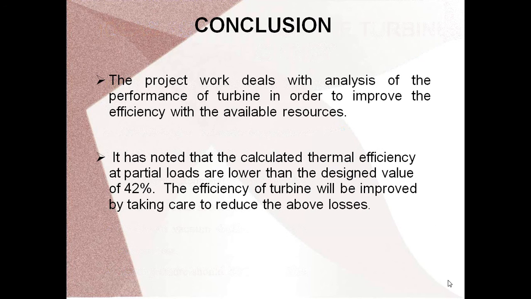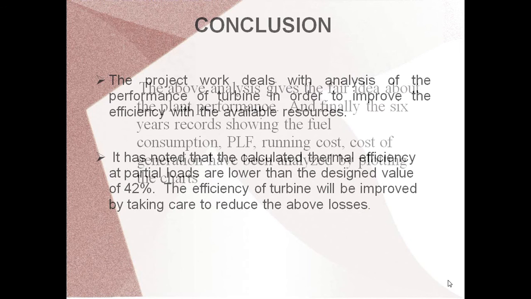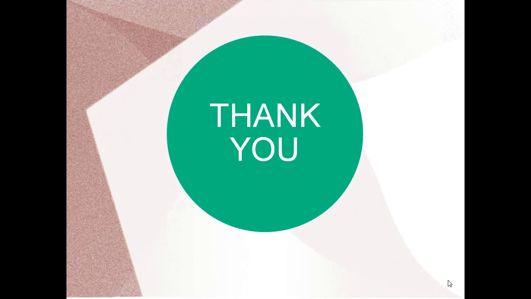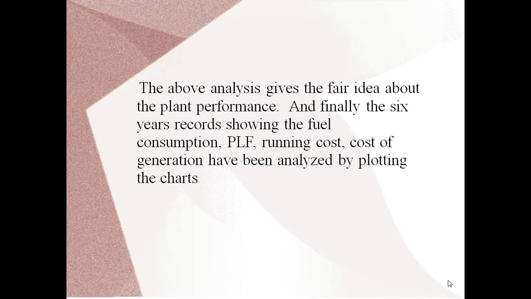Conclusion. The project work deals with analysis of the performance of the turbine in order to improve the efficiency with the available resources. It is noted that the calculated thermal efficiency at partial load is lower than the designed value of 42%. The efficiency of the turbine will be improved by taking care to reduce the above losses. The above losses give a fair idea about the plant performance, and finally the 6-year records showing the fuel consumption, running cost, and cost of generation have been analyzed by plotting the charts.